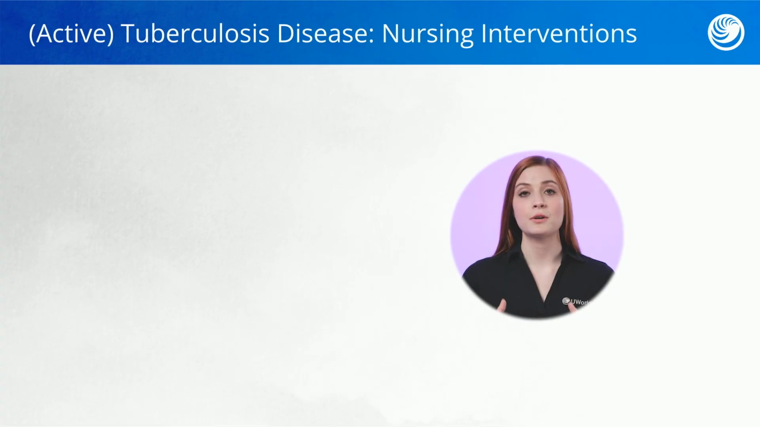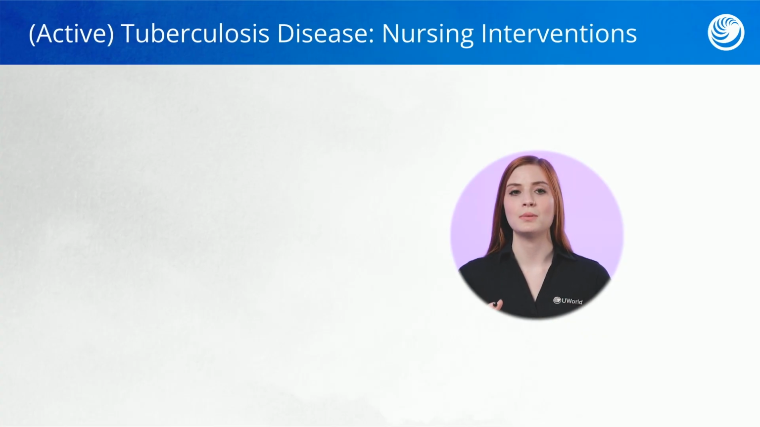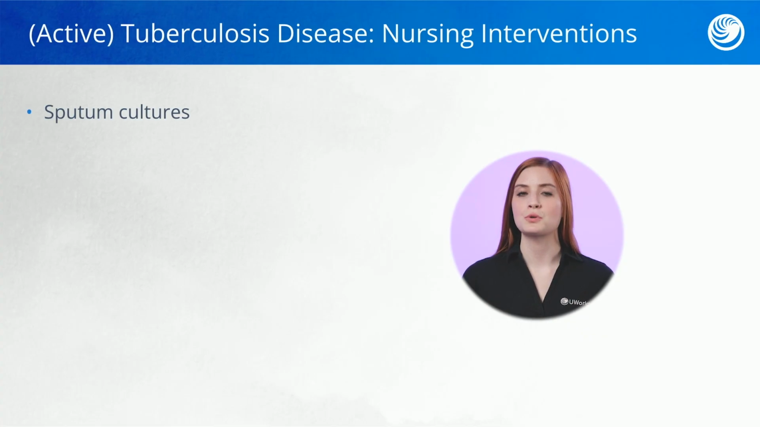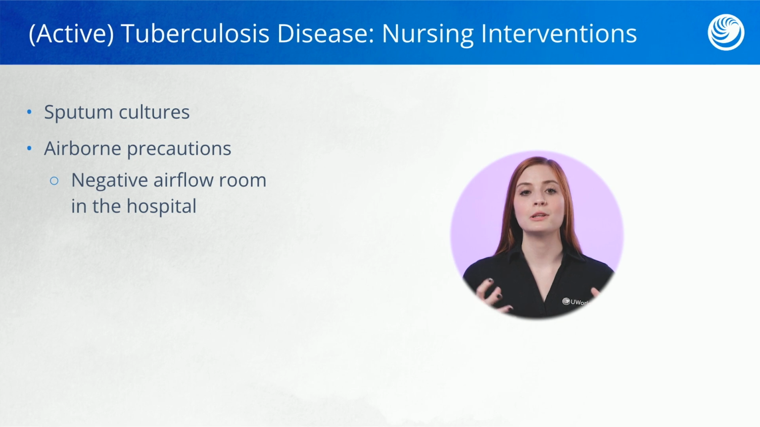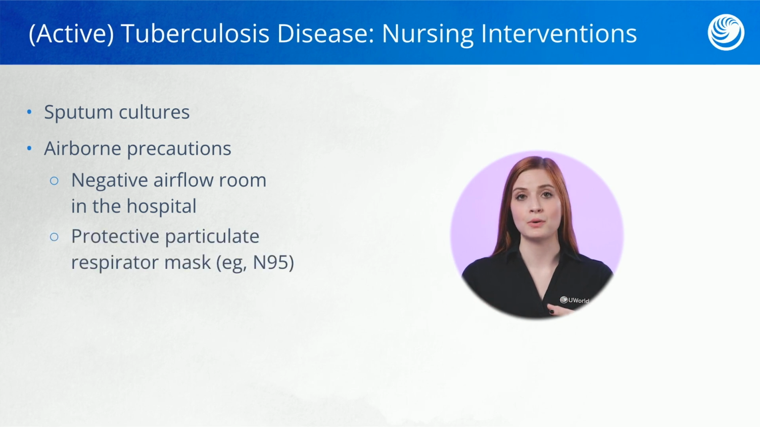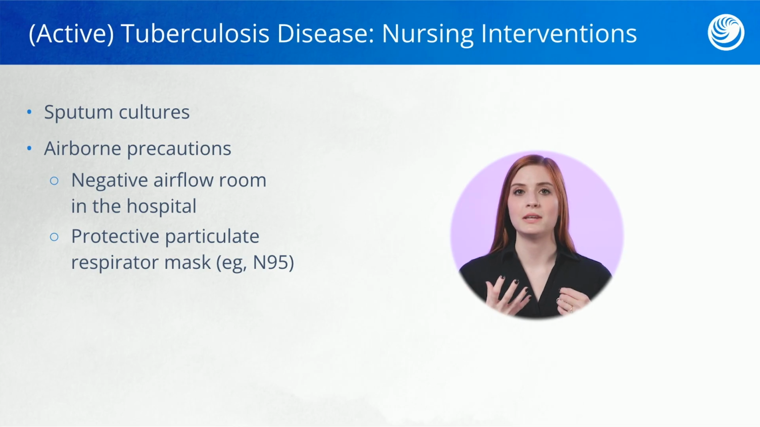As a nurse, there are a lot of interventions you're going to do for a client with TB. The first is collect sputum cultures. Like I said, sputum cultures are going to help us diagnose an active TB infection. We also need to implement airborne precautions, so clients need to be in a negative pressure room in the hospital. You also need to wear a properly fitted protective particulate respirator mask, such as an N95. These are specially fitted masks that you can wear to help prevent the transmission of TB. They fit very snugly to the face, so particles cannot enter in.